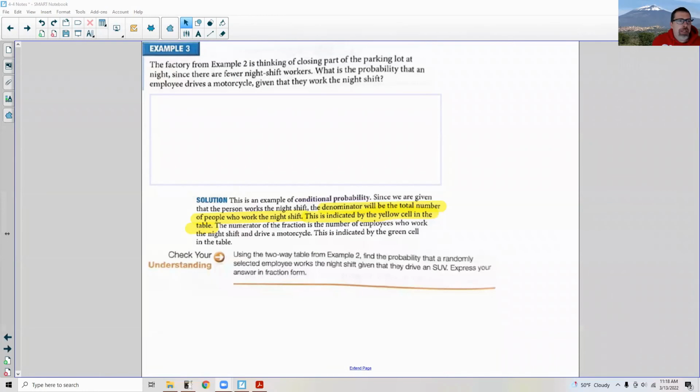Okay, example 3 says the factory from example 2 is thinking of closing part of the parking lot at night since there are fewer night shift workers. What is the probability that an employee drives a motorcycle given that they work the night shift? Okay, this is a conditional probability. When it says given, something's already occurred.